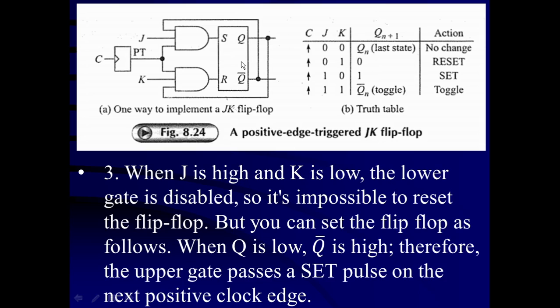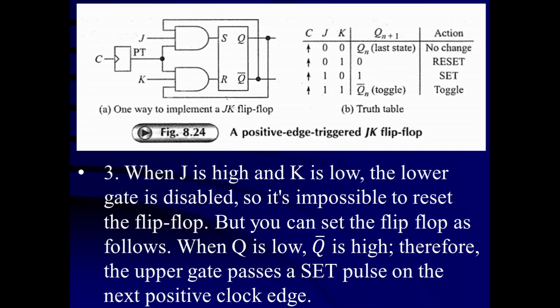If the flip-flop is already in the set condition, that means Q is equal to 1, then the lower gate has all three inputs at 1 when the next positive edge of the clock pulse occurs. That way the flip-flop can be reset. That means the output can change from 1 to 0, and that way the flip-flop is reset.